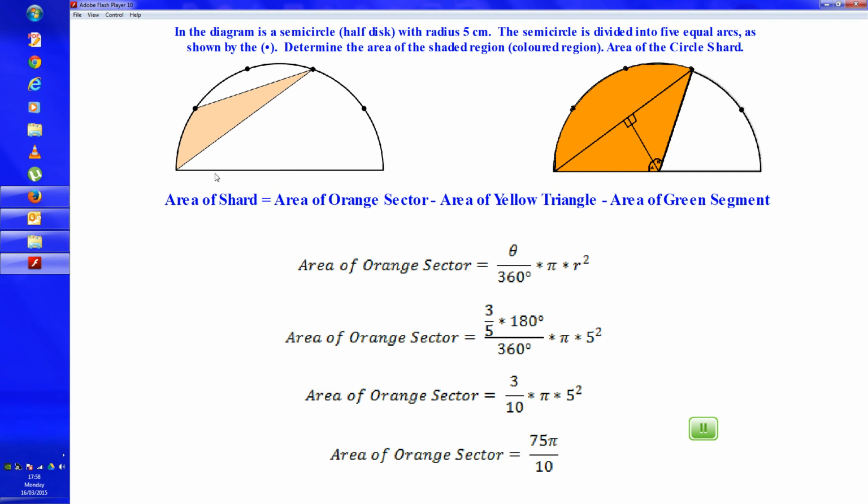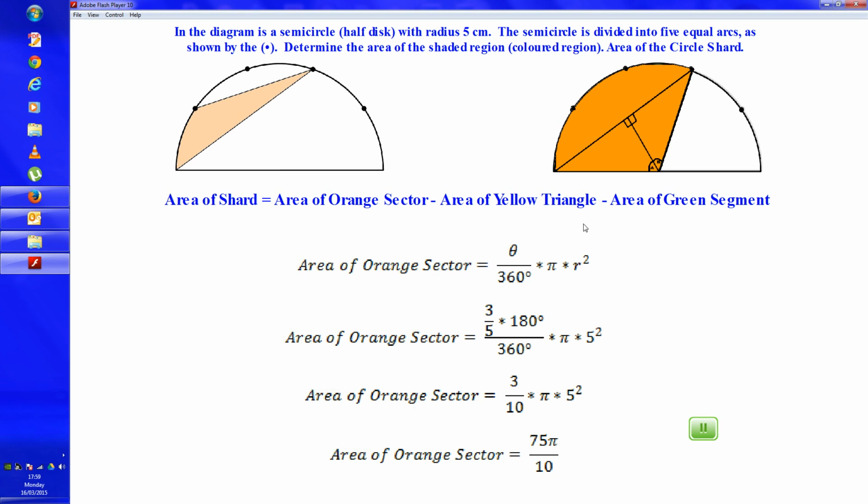Here is the approach that you would use to work out the area of the shaded shard. Area of the shaded shard equals the area of the orange sector, which is that section there, minus the area of the yellow triangle, which you'll see later, minus the area of the green segment, which you will see later. The green segment will be this segment here. On the left hand side, it's the white segment that we have here. I'm going to go straight through this as we go along.